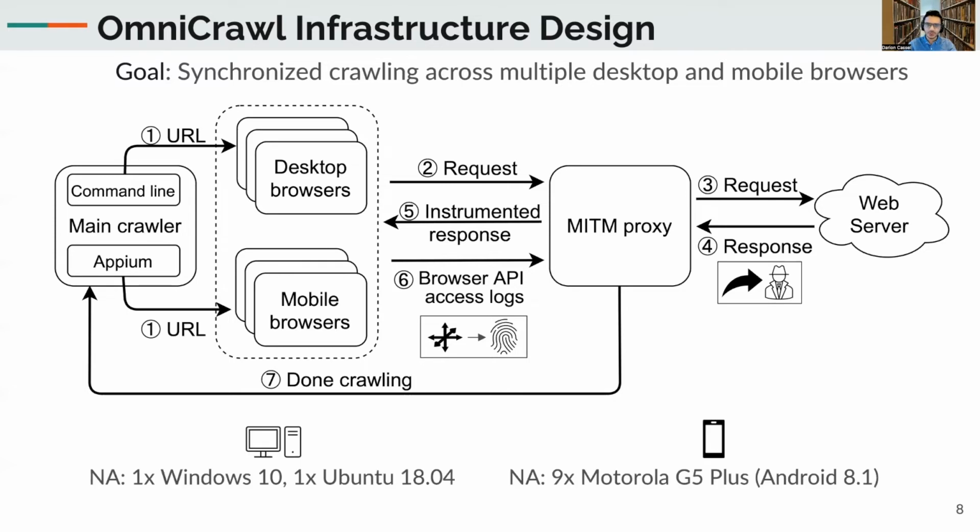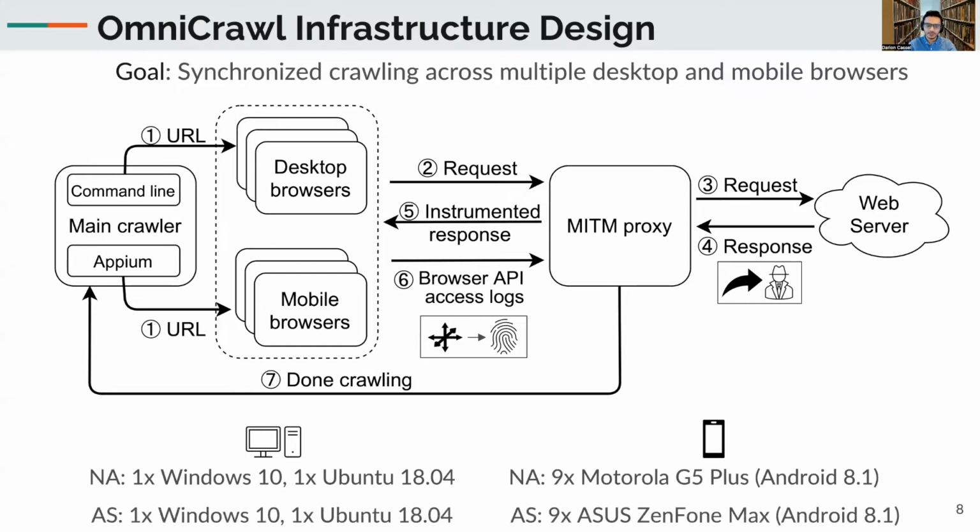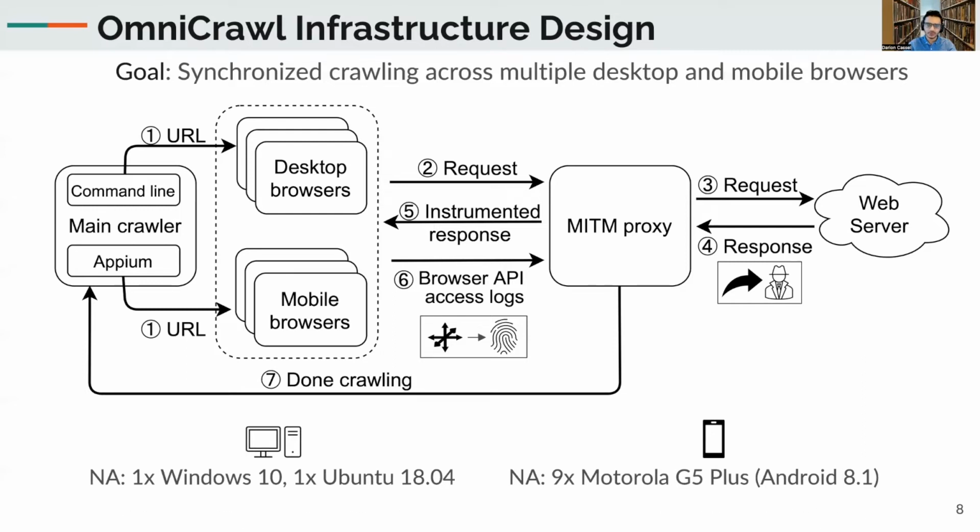We set up this infrastructure in North America across 2 desktop browsers, as well as 9 Android 8.1 mobile phones, each running 1 browser. We also replicated the setup in Asia for a total of 42 browsers running across 22 physical devices. However, for the purpose of this talk, we'll be focusing on the results from the North American dataset.